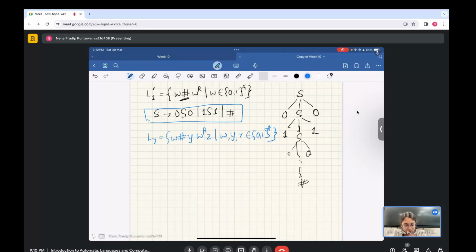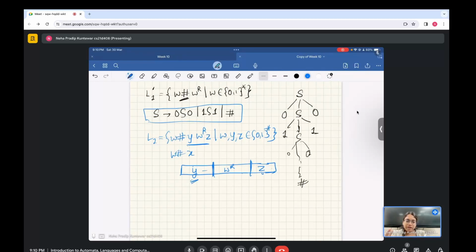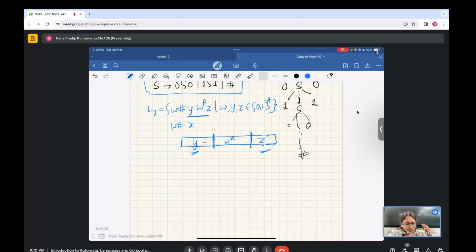If you look at this string W sharp X, we are saying that it should contain W reversal somewhere. So let's say it contains W reversal here. There could be something before it and there could be something after it. Let's say the string before it is Y and the string after it is Z. Y can be some string over {0,1}, and Z can be some string over {0,1}. This is exactly what we want to generate the grammar for.